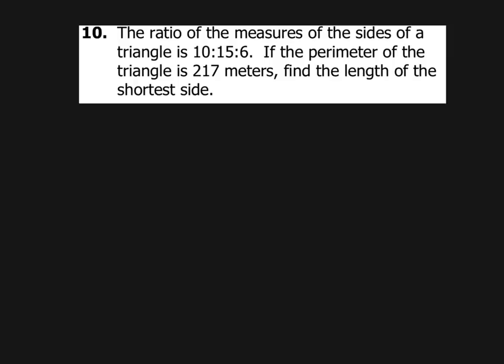This next problem involves the ratio of the measures of the sides, right? So this has nothing to do with 180 degrees this time. The sides of a triangle are in a ratio of 10 to 15 to 6. And then it starts talking about the perimeter.